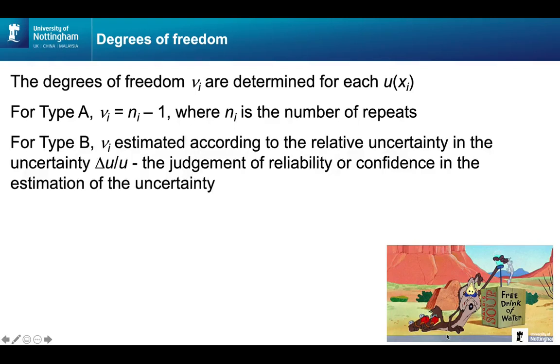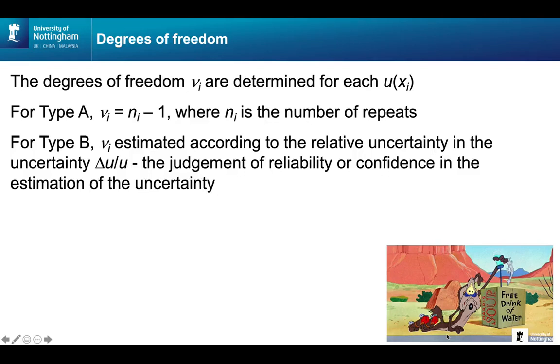I don't want to go into the details of exactly what degrees of freedom are. You can look them up. Again, they model the uncertainty in the uncertainty. So how uncertain are you about your uncertainty value? And it has a certain number of degrees of freedom. It's a statistical term. You can look it up if you like. We don't need to worry too much about what it is to be able to do an uncertainty budget.